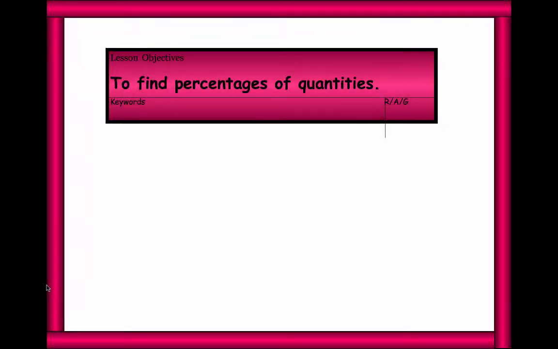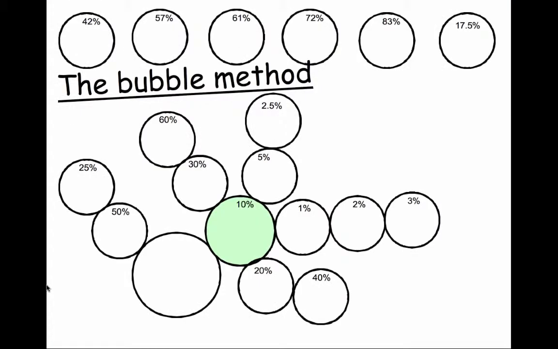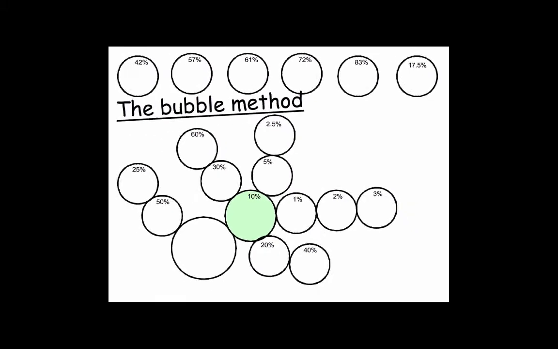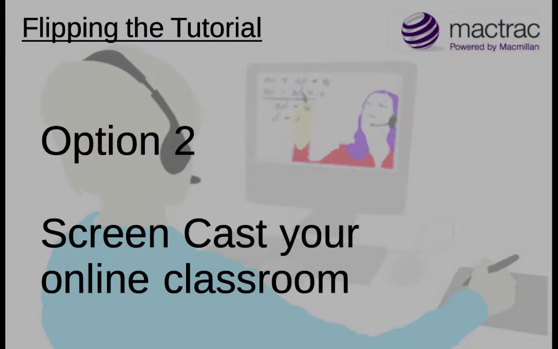For a really basic screencast, I could just talk over a PowerPoint like I'm doing here. But unless the PowerPoint is really detailed, it can be quite difficult to get your point across. A better approach might be to screencast yourself presenting in an online classroom, because then you're able to annotate your PowerPoint presentation. Something like this.